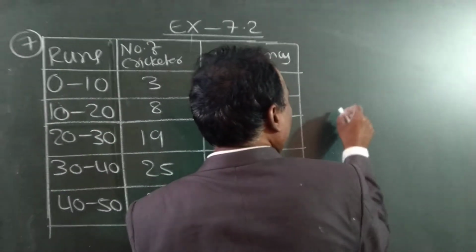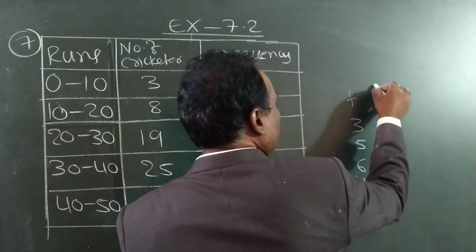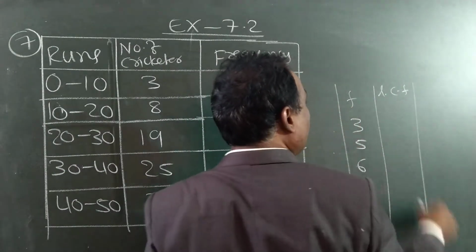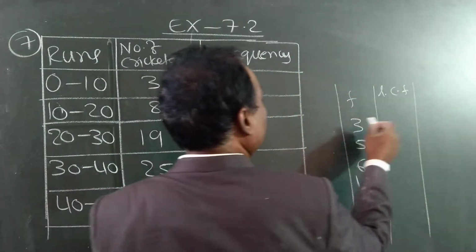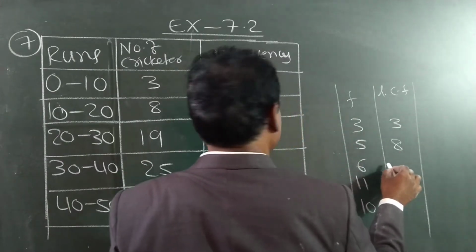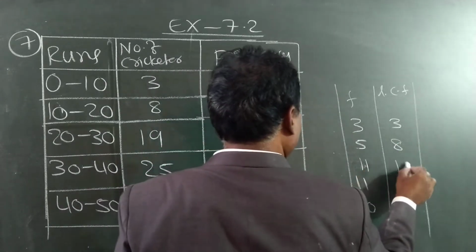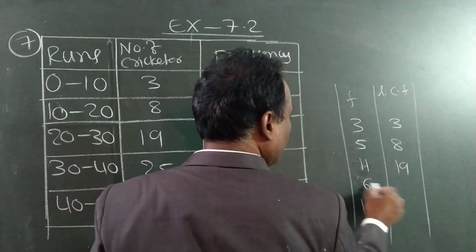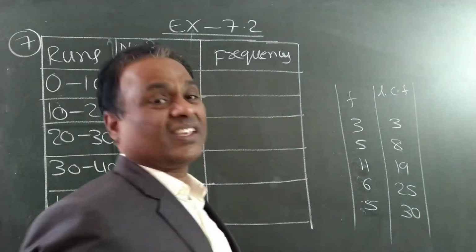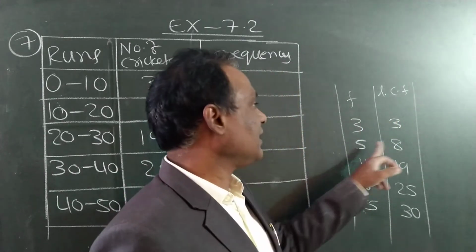See here, suppose 3, 5, 6, 11, 10, these are the frequencies. Students, what is less than cumulative frequency? Adding the frequencies from top. 3 plus 5, 8. 8 plus 11, this will be 19. 19 plus 6, this will be 25. Say this is 5, this will be 30. See, LCF means adding the frequencies from top.